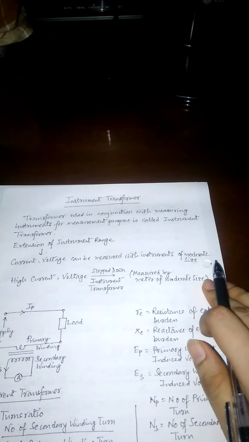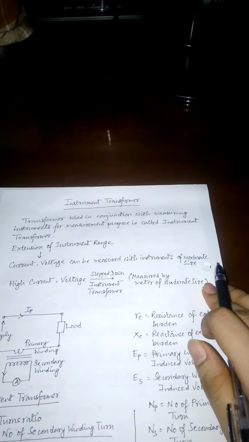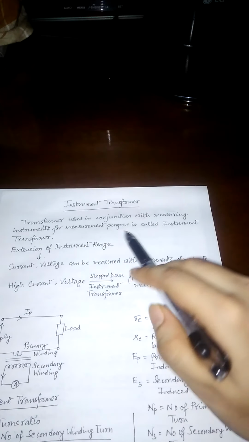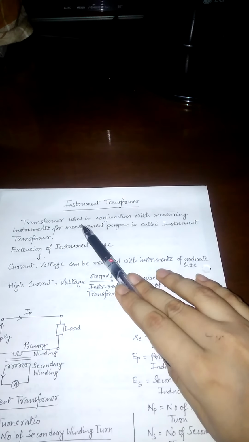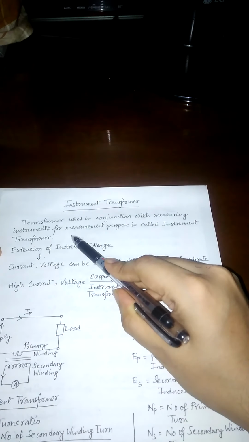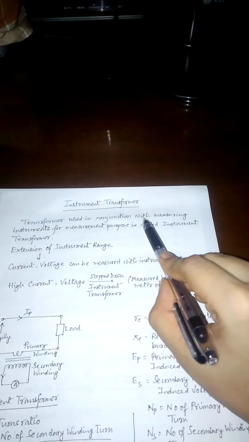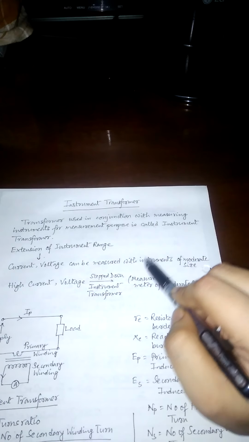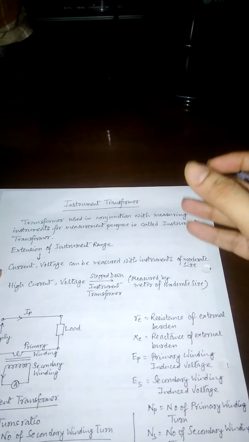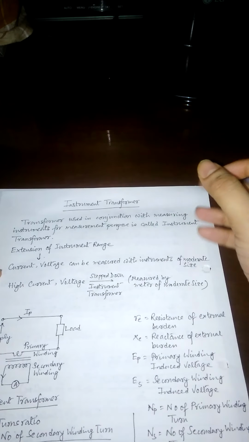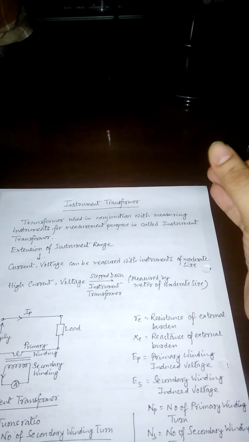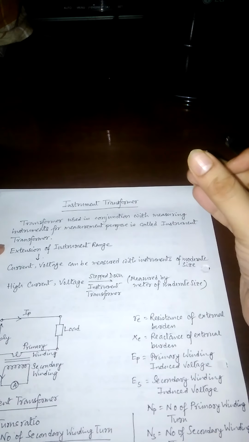Today I am going to discuss the instrument transformer. Now what is an instrument transformer? It is a type of transformer that is used in conjunction with a measuring instrument for measurement purposes, and that is called an instrument transformer. That means for the measurement of current, voltage or power, we can use the instrument transformer in conjunction with the meters designated for the measurement purpose.